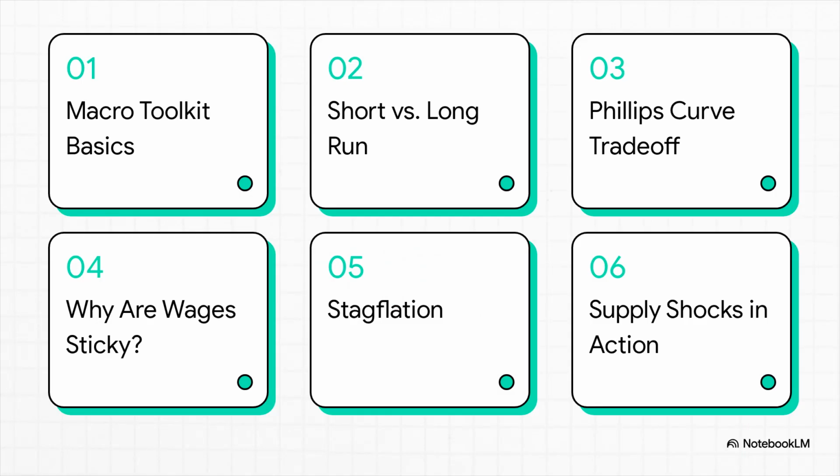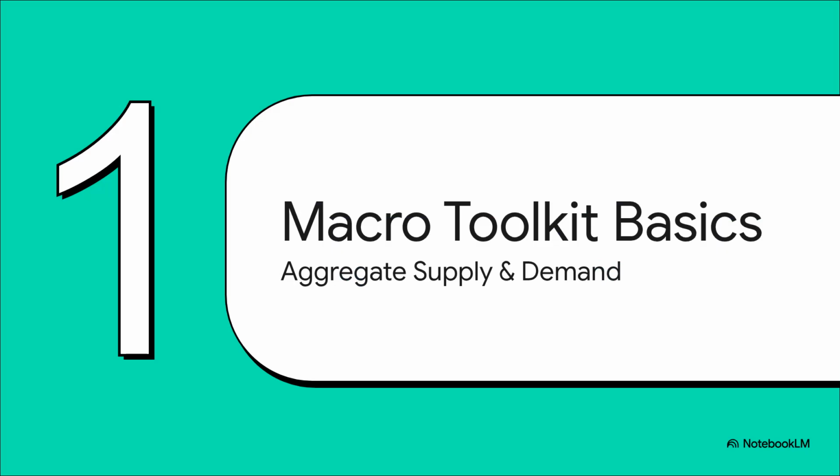We'll start with the macro toolkit basics, graduate to the short versus long run, dive into the Phillips curve trade-off, ask why are wages sticky, explore expectations and stagflation, and wrap it all up with supply shocks in action. Let's get right into it. All right, Section 1, the Macro Toolkit Basics. Let's lay down our fundamental building blocks.